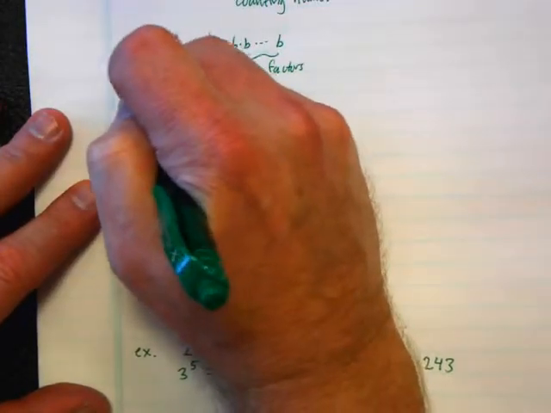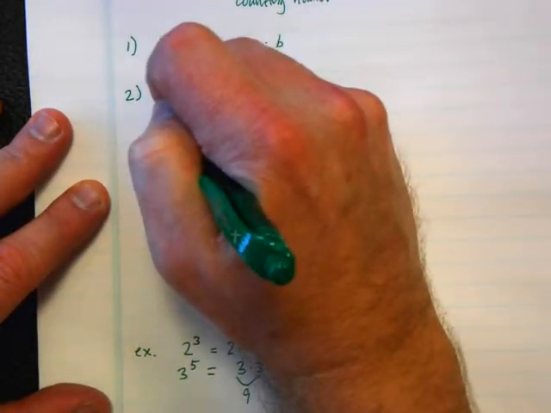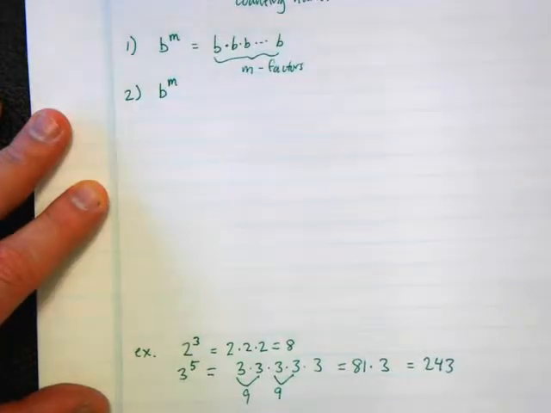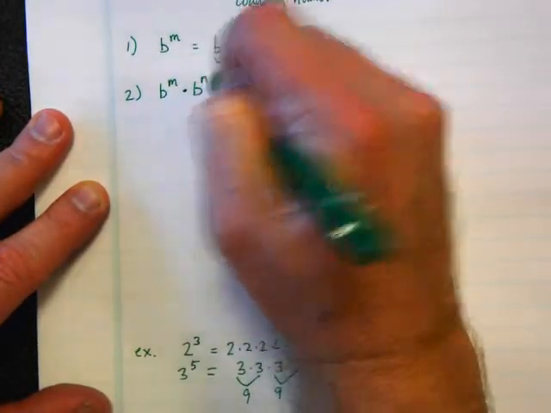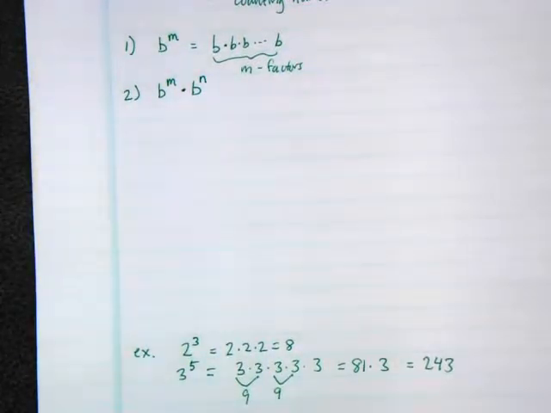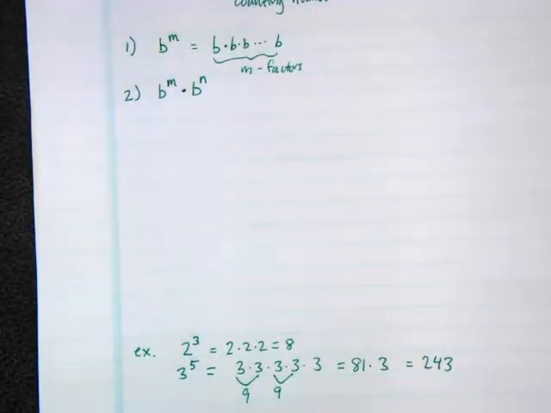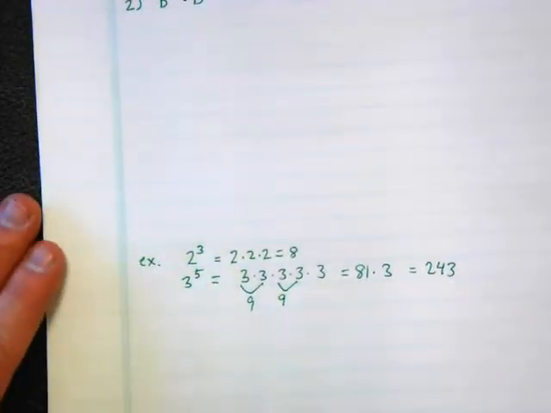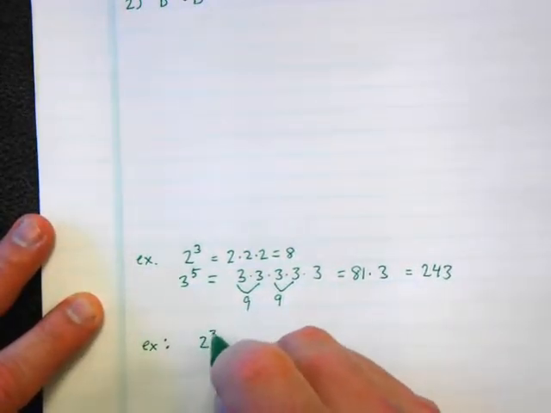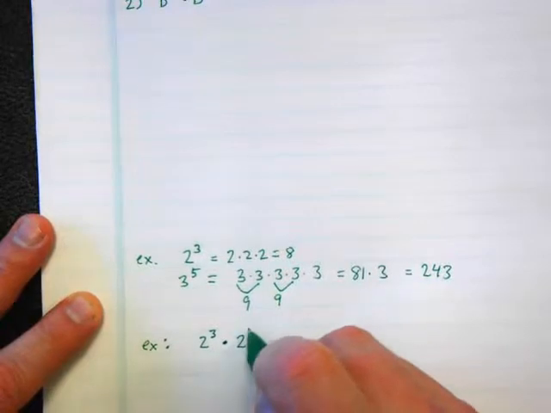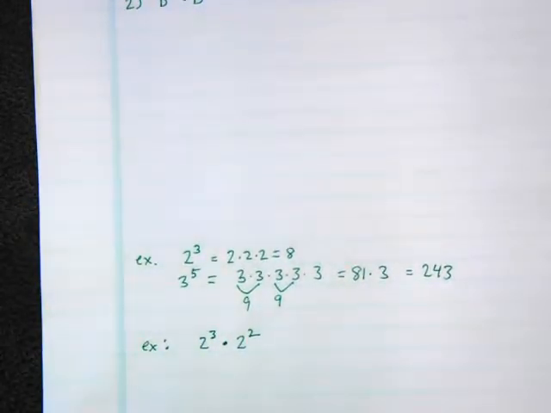Rule number 2. What happens if I have a base raised to a power and I multiply by the same base raised to a different power? We usually use B here. B stands for base. M and N are called the exponents. So an example of that might look like, what if I asked you to take 2 cubed and multiply it by 2 squared?